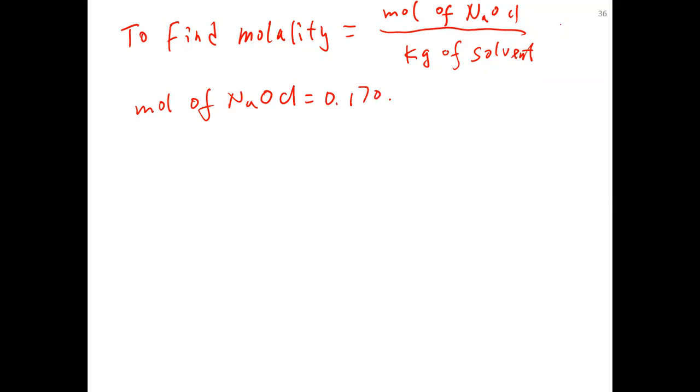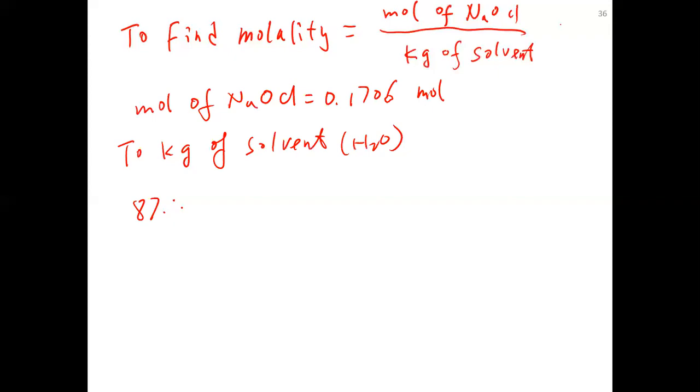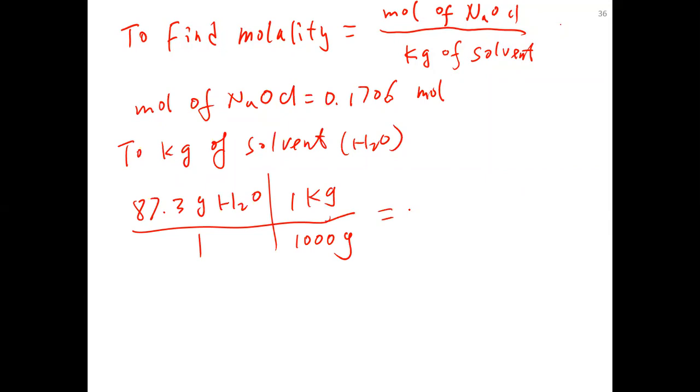Now let's see, what is the kilogram of water? Well, we know the gram of water. So we have 87.3 gram of H2O. Let's write that over 1. And then we are going to use 1 kg is 1,000 g. So therefore we get 0.0873 kilogram of H2O.